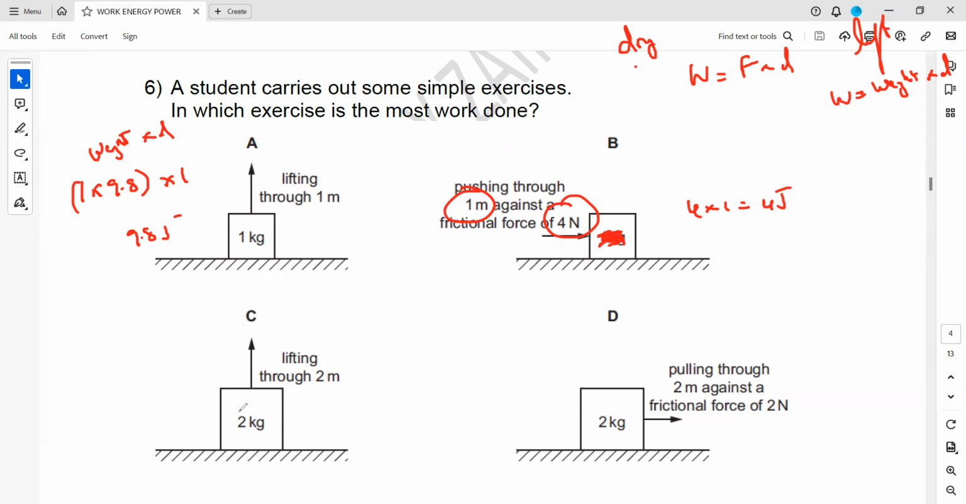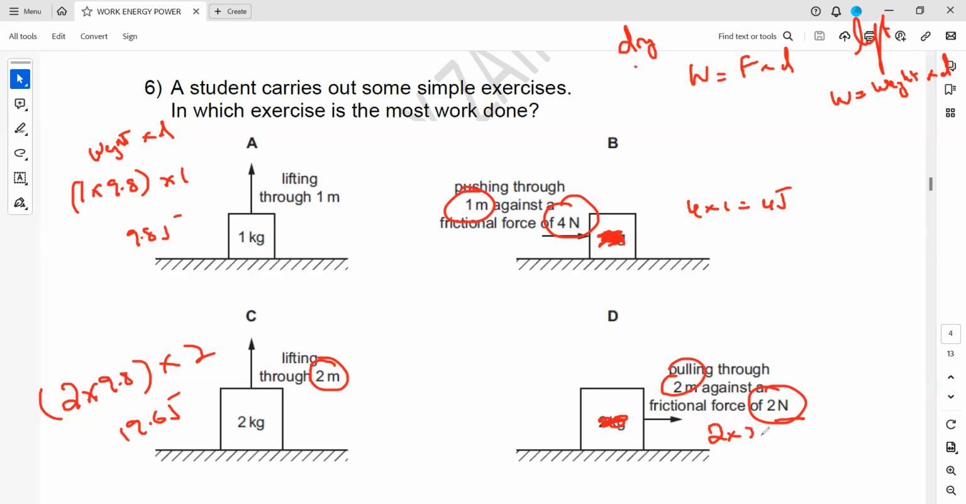In this one, a 2 kilogram object is lifted. So what is the weight? 2 into 9.8 multiplied by distance, it moved 2 meters. So this will be 19.6 joules. What about this one? We don't bother about what mass it has. What if we are pushing a mass on a ramp? Yeah, that's a good question. I will explain this part D and then I'll answer your question. If you are applying a force of 2 Newton and a distance of 2 meters, what is the work done? 2 multiplied by 2, that's equal to 4. So the most work done is in C.